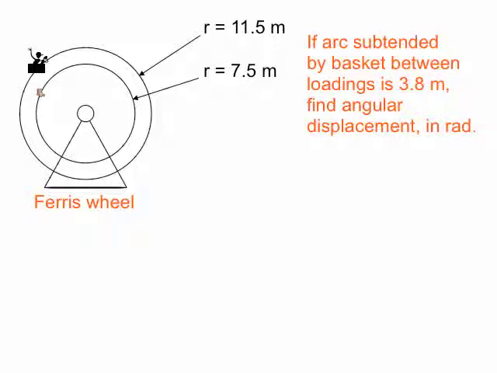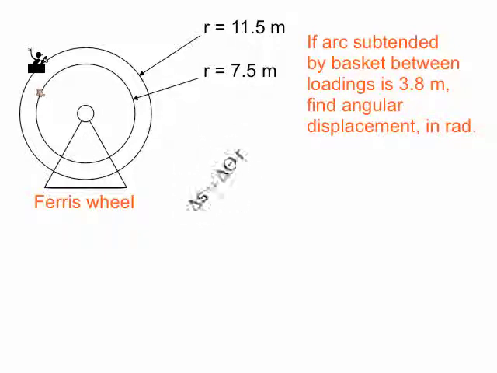in a Ferris wheel, remember, a Ferris wheel driver has the people getting into the Ferris wheel, and then that moves, and the people who are in the basket get out, and the other people get in, and then that one moves, and boom, boom, boom. So going from basket to basket, the arc length for the baskets is 3.8 meters. What we want is the angular displacement.